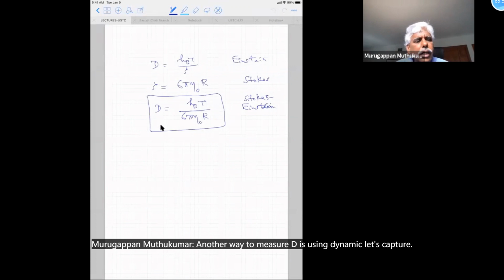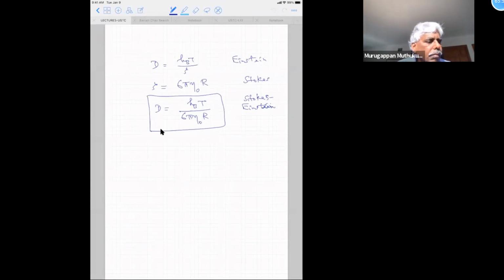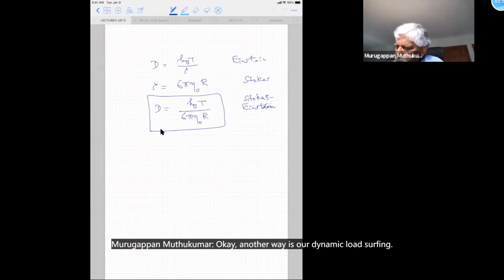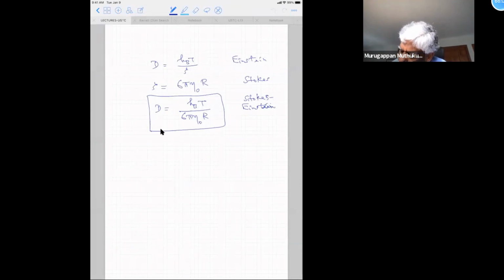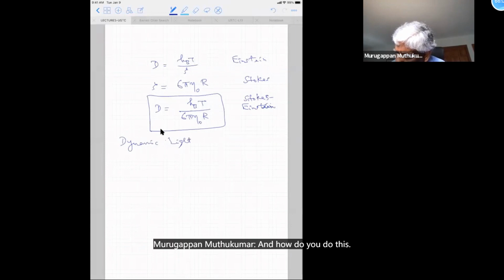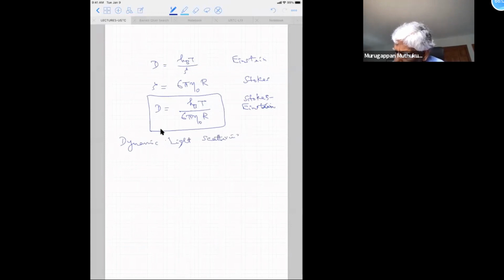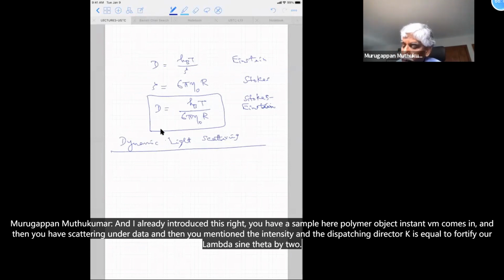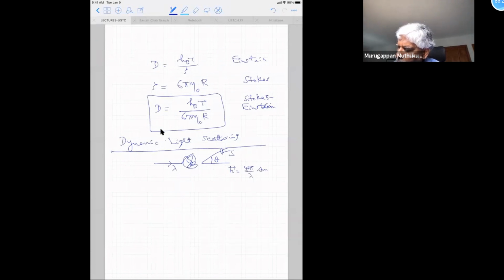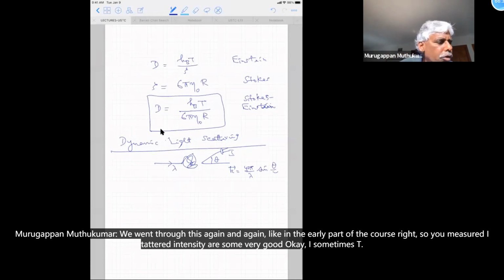Another way to measure D is using dynamic light scattering. And how do you do this? I already introduced this. You have a sample here, a polymer object, the incident beam comes in, and then you have a scattering angle theta, and you measure the intensity, and the scattering wave vector k is equal to 4 pi over lambda sine theta by 2. We went through this again and again in the early part of the course.